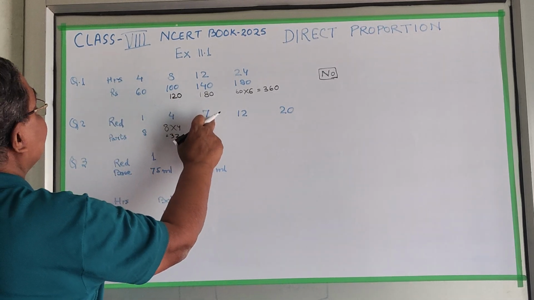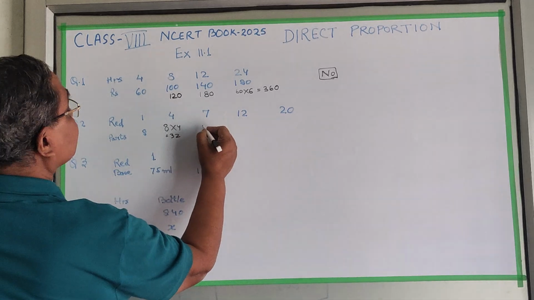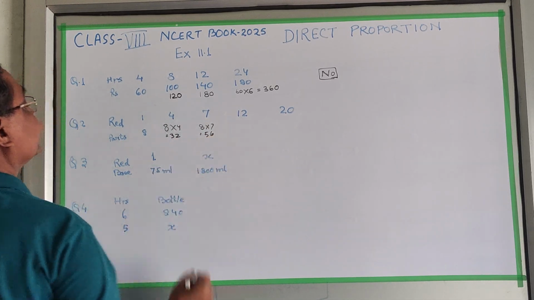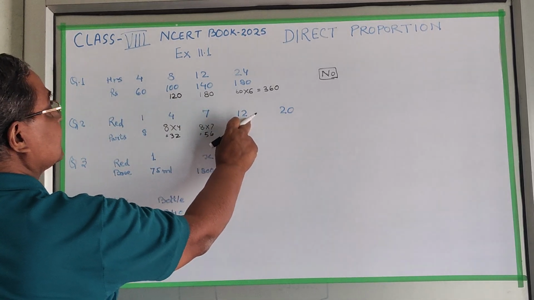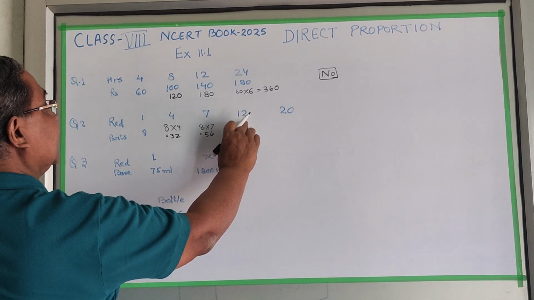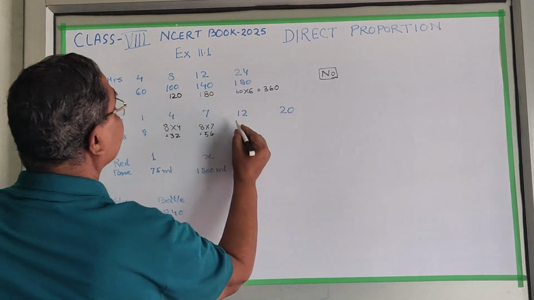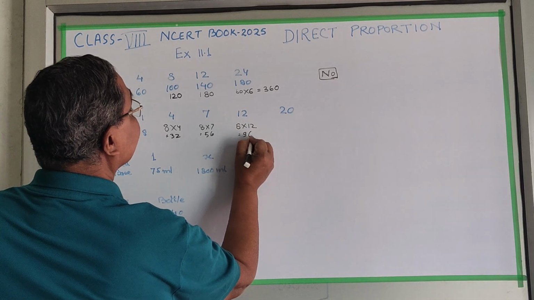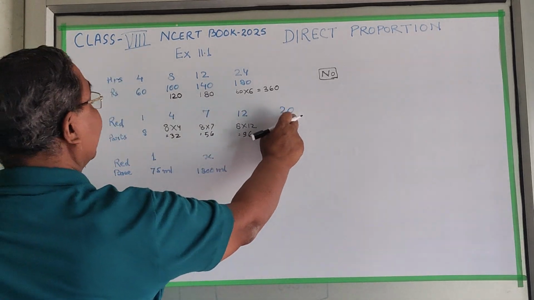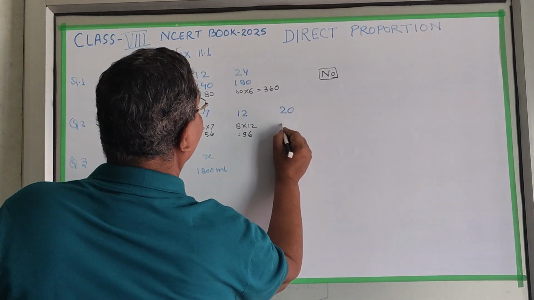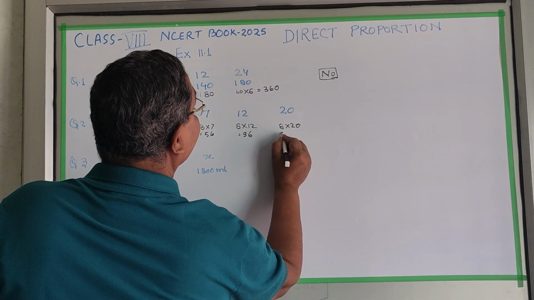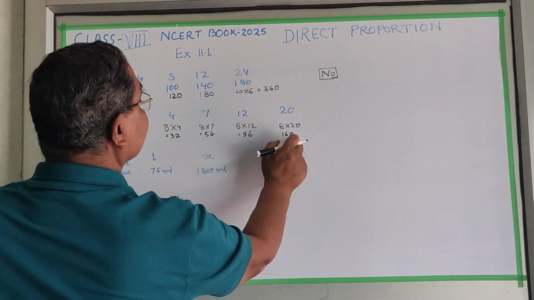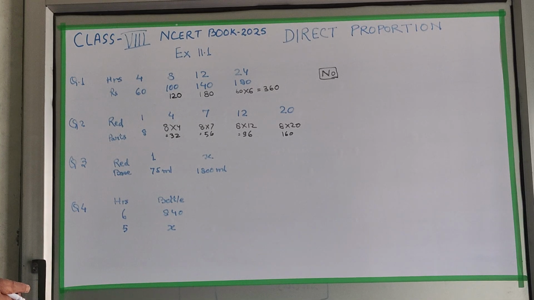Similarly, here red pigment has increased by 7 times, so parts should also increase by 7 times. Means it should be 56. Here red pigment has increased by 12 times, so the parts should also increase by 12 times. So 8 into 12, it should be 96. Again here it has increased by 20 times, so parts will also increase by 20 times. So it should be 160. These should be your answers. Now question number 3.